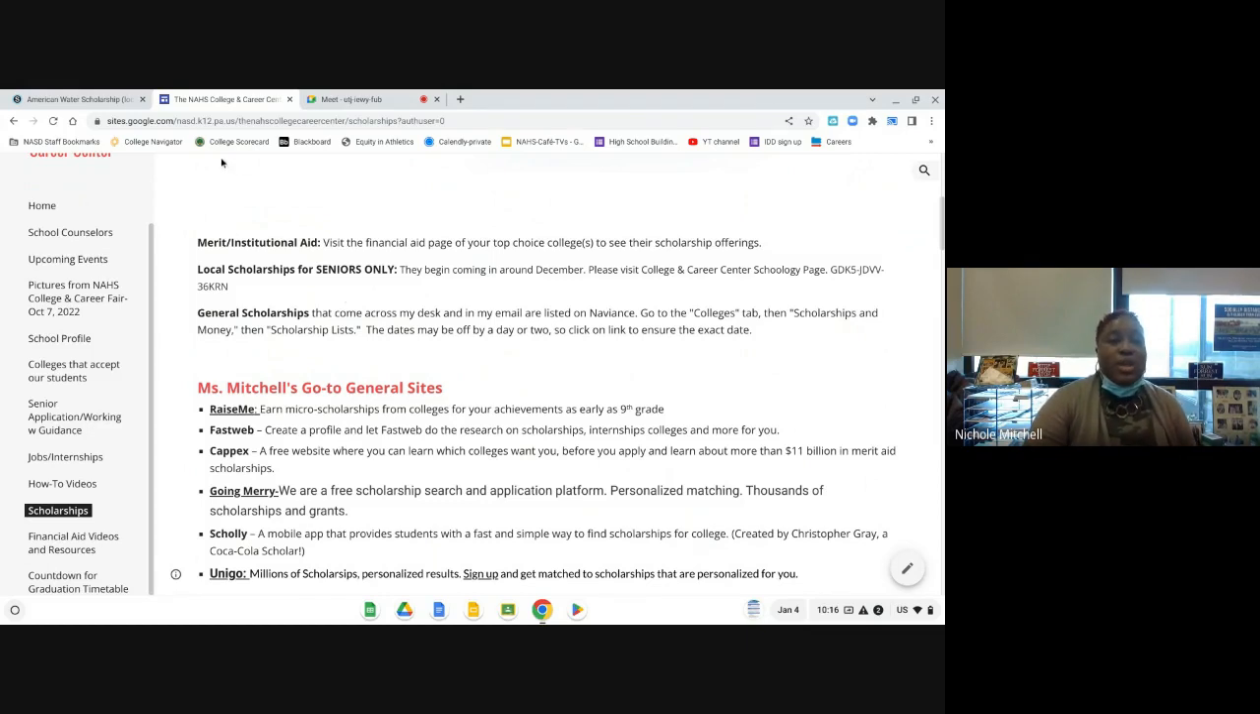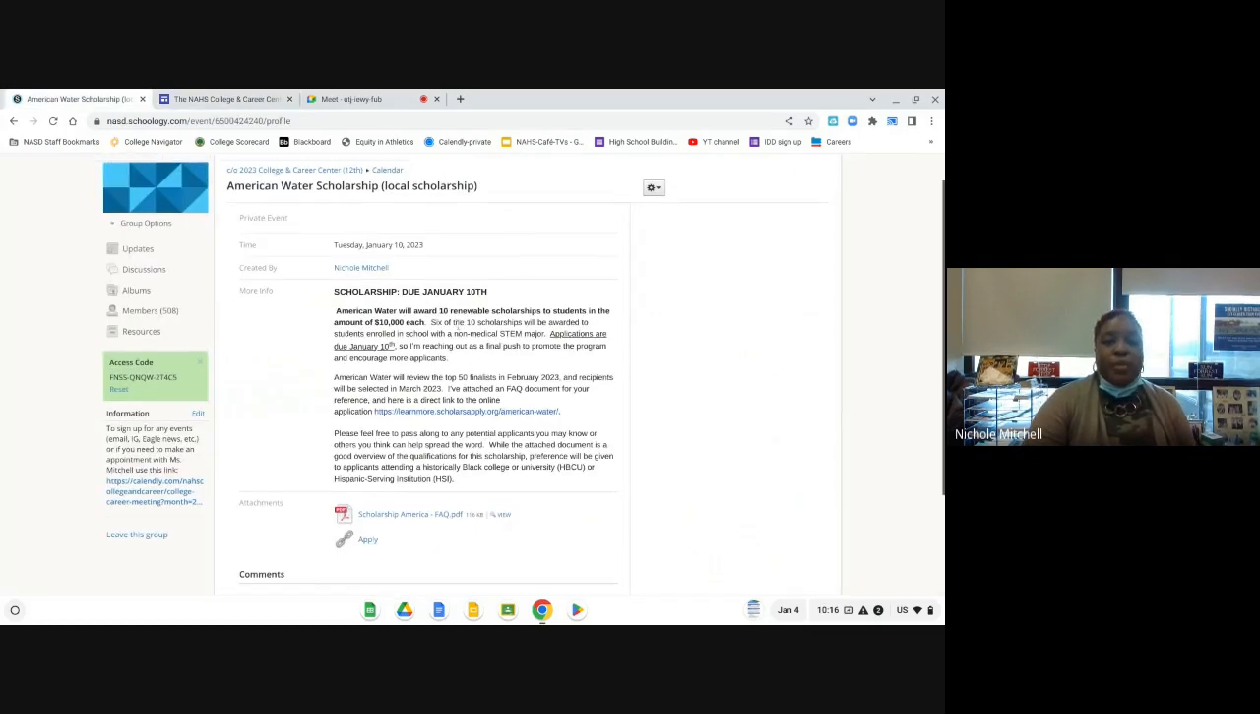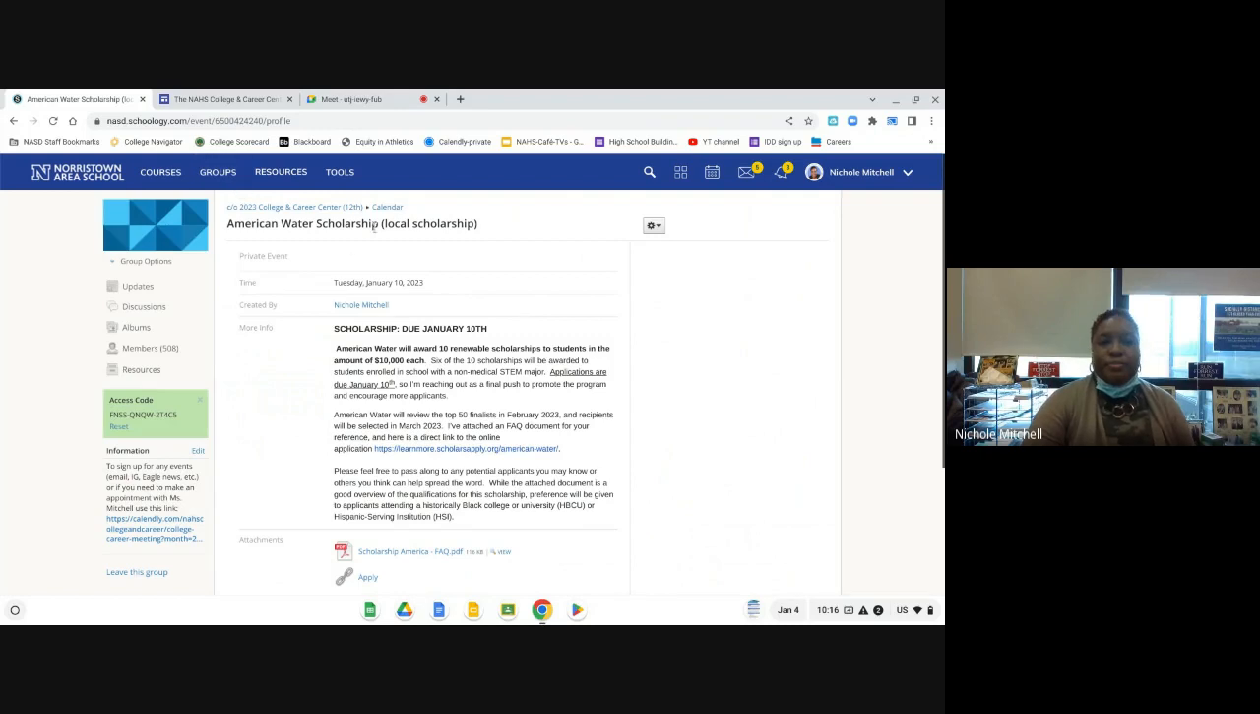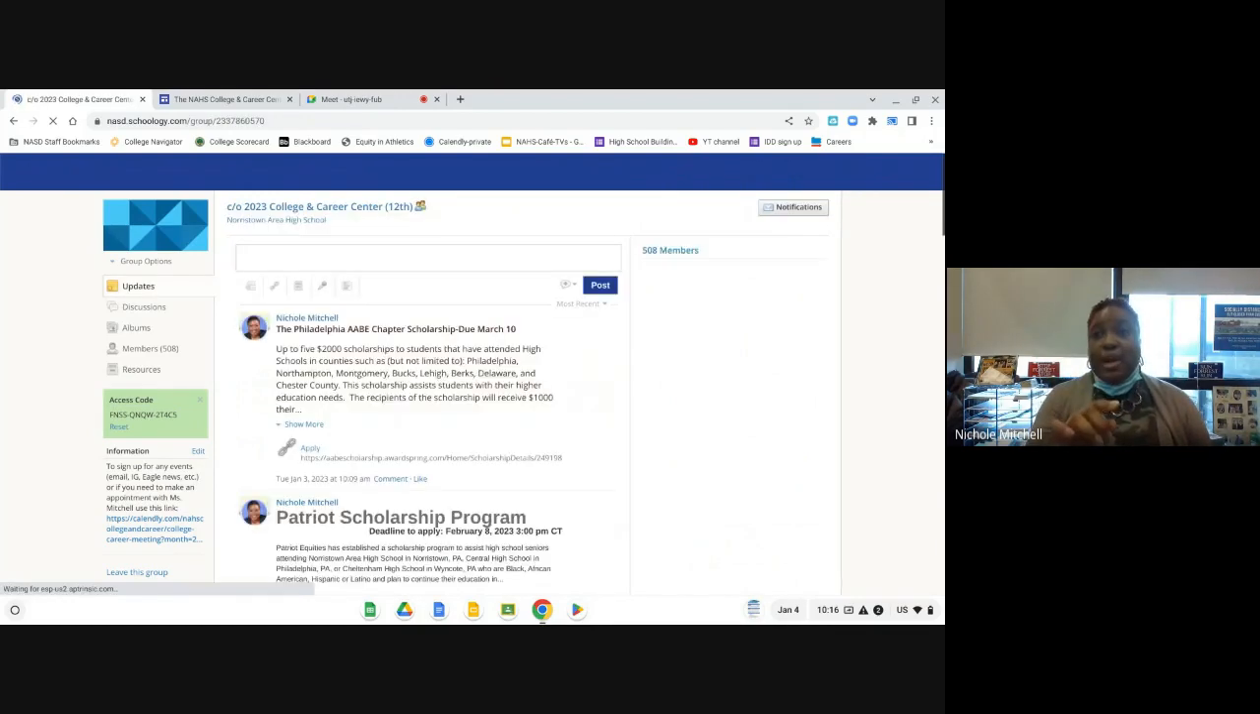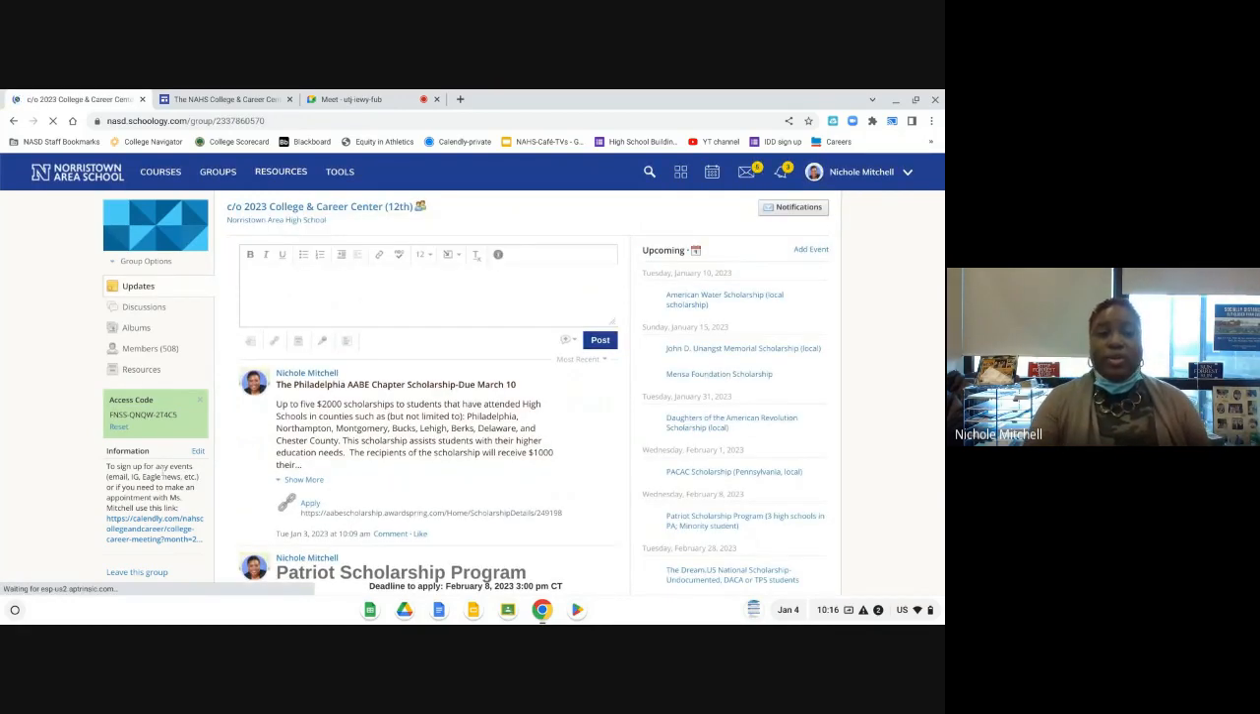So the local scholarships are going to be on my Schoology account. If you are not following me on Schoology, the access code is right here. You can write this down and go ahead and join my Schoology group. Anytime I get a scholarship, I'm not going to email them to you because I will be emailing you every day, but they will go on the Schoology group every time I get them and it will load right here in the Schoology group.